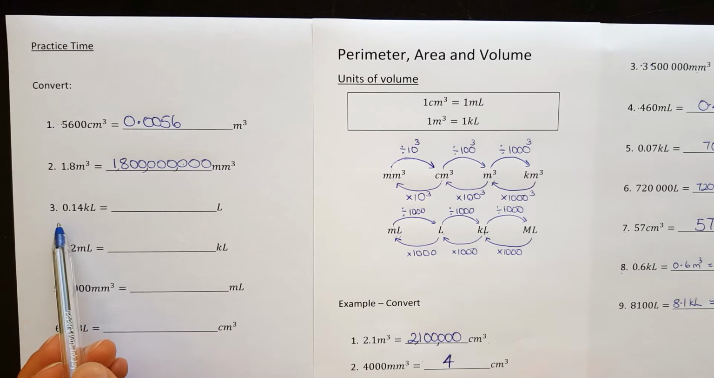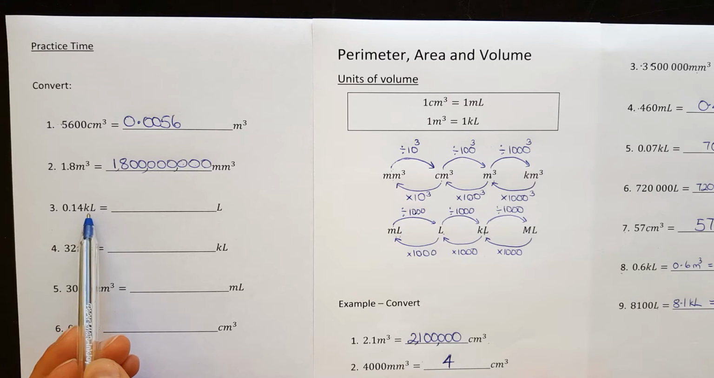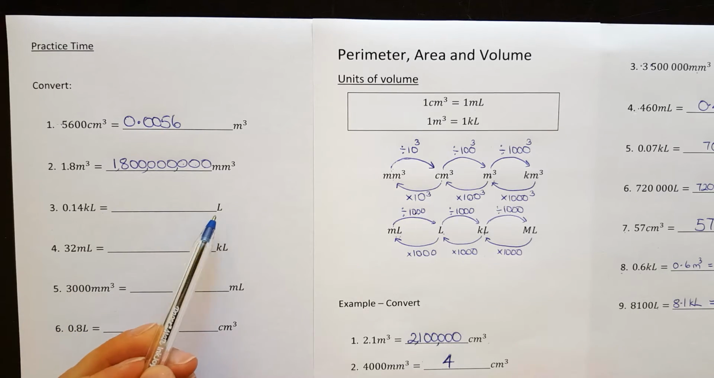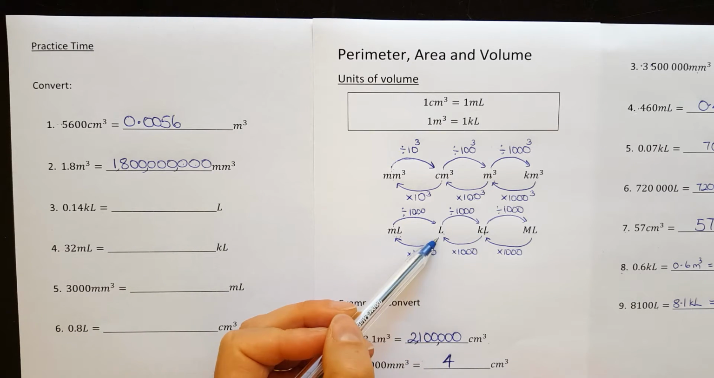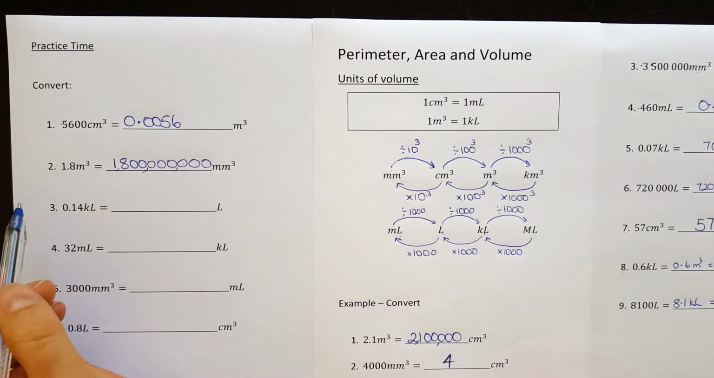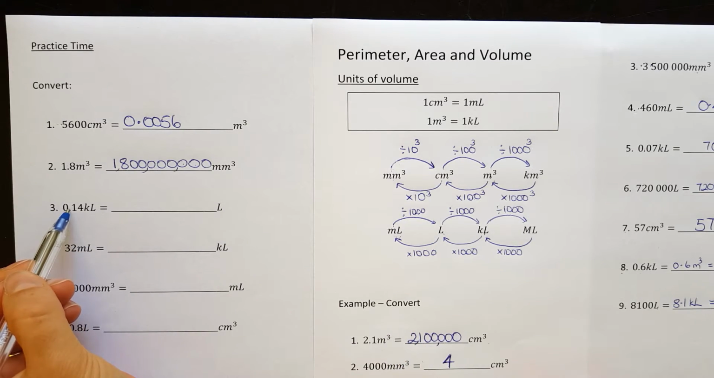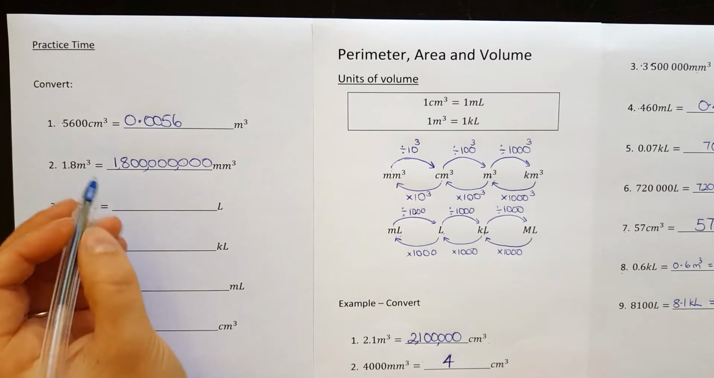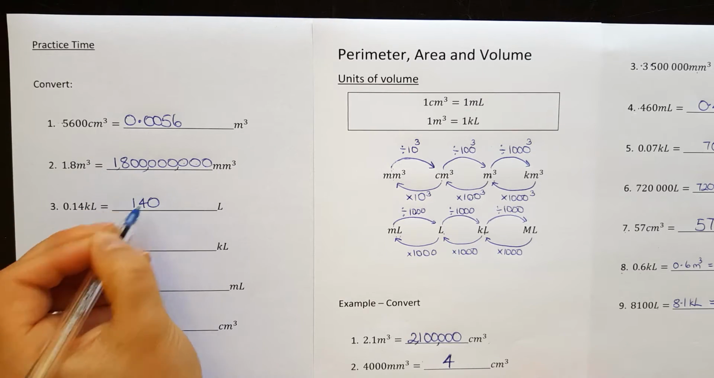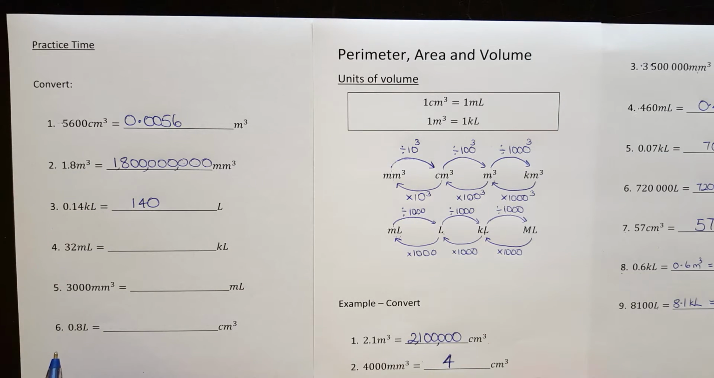Okay, question 3, 0.14 kiloliters to liters. So it's using here, kiloliters to liters. We want to times by 1,000. So that's just 3 zeros. Timesing, so 1, 2, and add a 0 on the end. 1, 2, and then we go 140 litres.